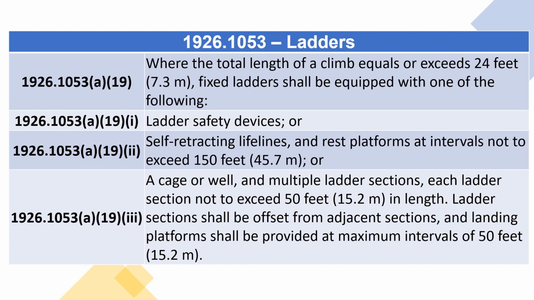1926.1053(a)(19). Where the total length of a climb equals or exceeds 24 feet (7.3 meters), fixed ladders shall be equipped with one of the following, (a)(19)(i) through (a)(19)(iii): ladder safety devices, or self-retracting lifelines, and rest platforms at intervals not to exceed 150 feet (45.7 meters); or a cage or well, and multiple ladder sections, each ladder section not to exceed 50 feet (15.2 meters) in length. Ladder sections shall be offset from adjacent sections, and landing platforms shall be provided at maximum intervals of 50 feet (15.2 meters).